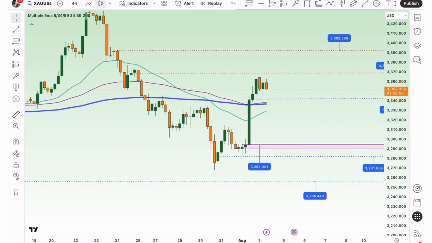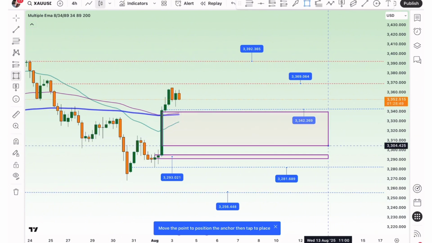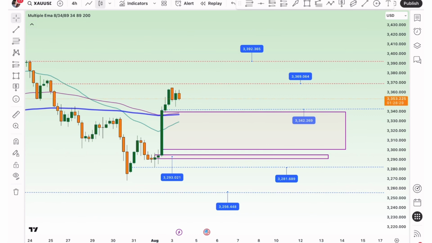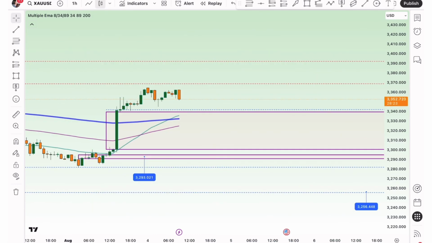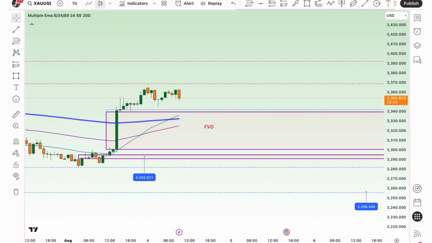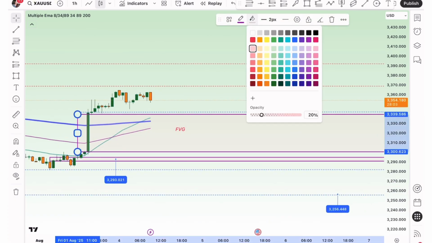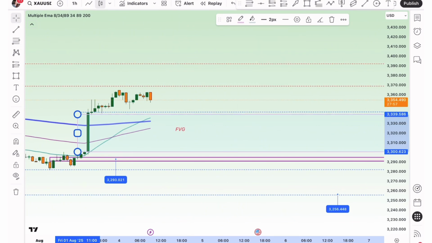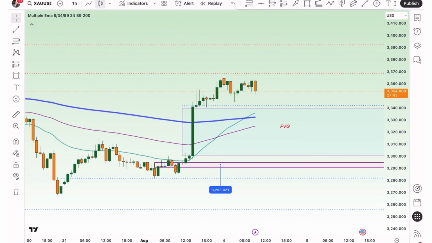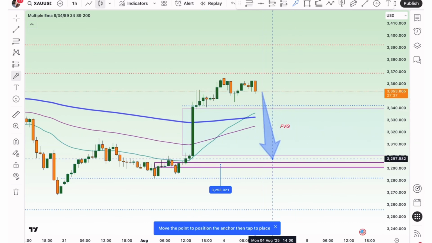And fair value gap, also known as an imbalanced price gap. These are price zones where the market has moved too quickly, creating an imbalance between buying and selling pressure. Smart money tends to pull price back into the FVG areas to fill the gap, re-establishing balance before continuing the main trend.